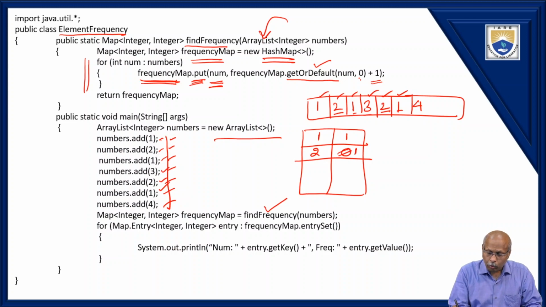Next, 1 has come. But already 1 is there. So get, its value is 1. This 1 plus 1, so this becomes 2. Every time I am adding 1.